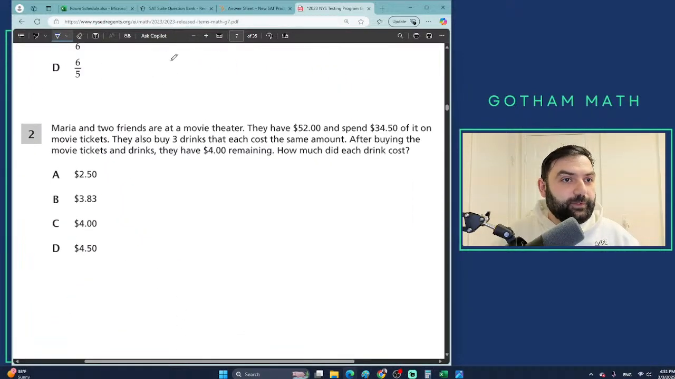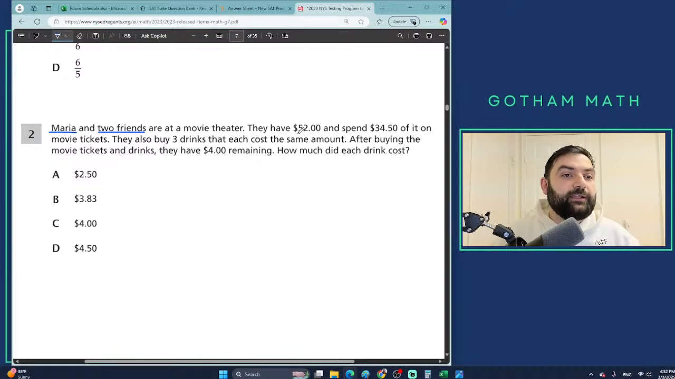All right, we are at the longer word problem, so let's go. Maria and two friends are, you have to pay attention that it's three people. It's not two people, it's Maria and two friends. Maria and two friends are at the movie theater. They have $52 and spend $34.50 of it on the movie tickets. They also buy 3 drinks that each cost the same amount. After buying the movie tickets and drinks, they have $4 remaining. How much did each drink cost?